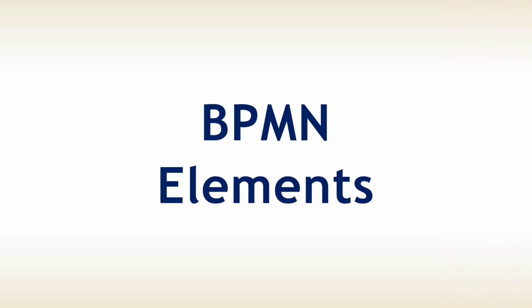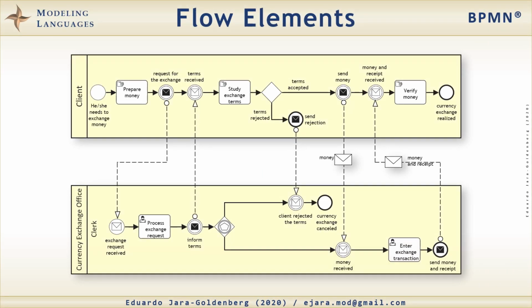BPMN elements. In BPMN, a process is depicted as a graph of flow elements connected by sequence flows. Flow elements are activities, events, and gateways. Activities represent points in a process flow where work is performed. They are the executable elements of a BPMN process.